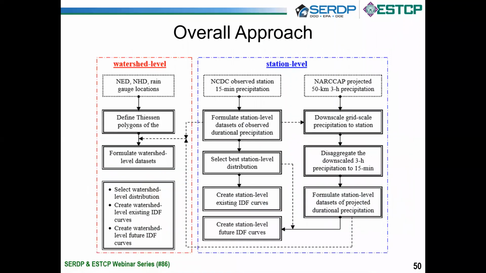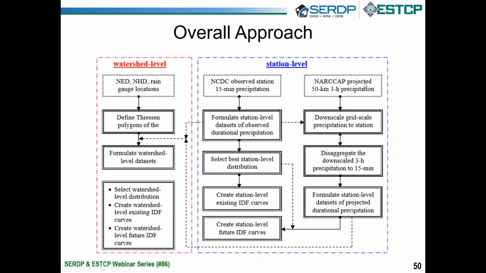So the overall approach developed in this project can be shown in this flow chart. The left side is the station level, the gauge level. We started from observed 15 minutes precipitation data, downloaded from the National Climate Center. Then we formulate station level data sets of observed duration of precipitation. Because it started from 15 minutes, we can accumulate together 30 minutes, 45 minutes, and so on. Then we select the best station level distribution. We need to determine the best statistical distribution for this data set. Then we use this best distribution to create the station level existing ADF curves.